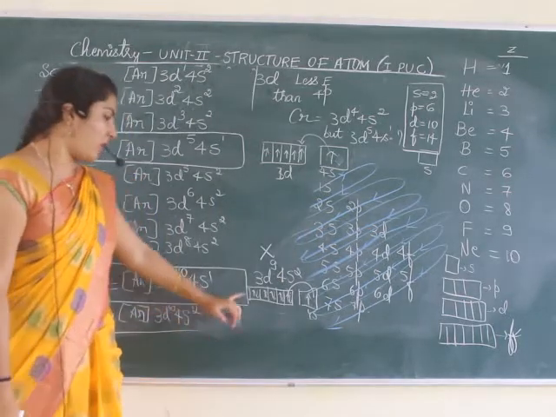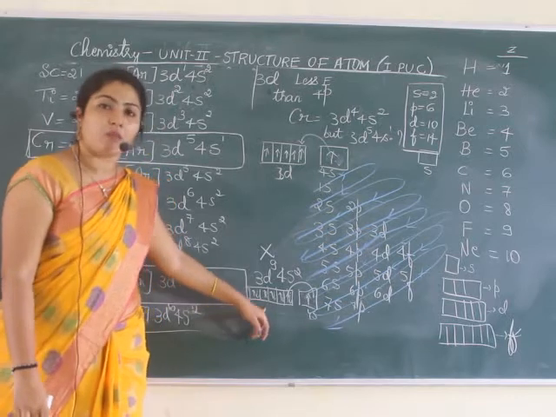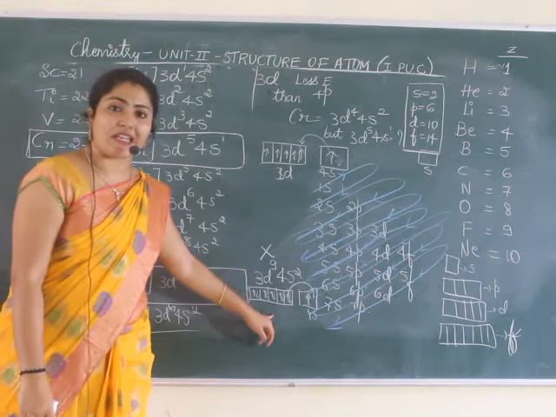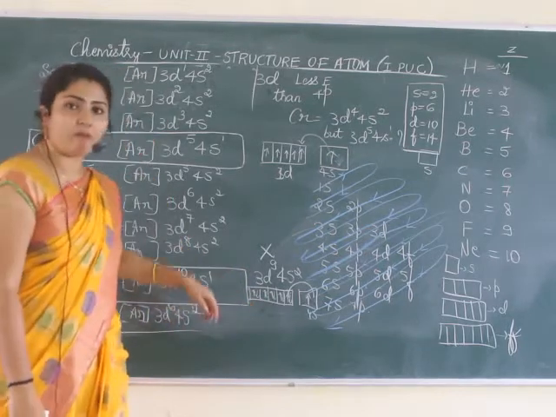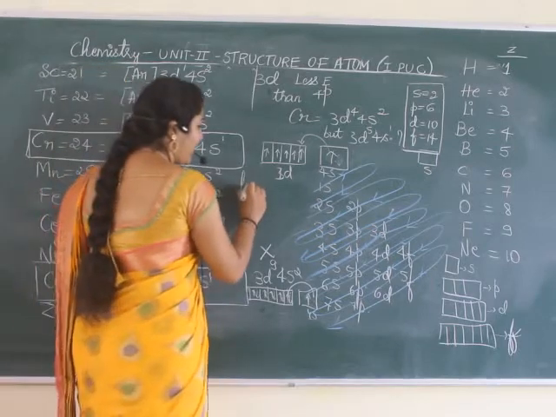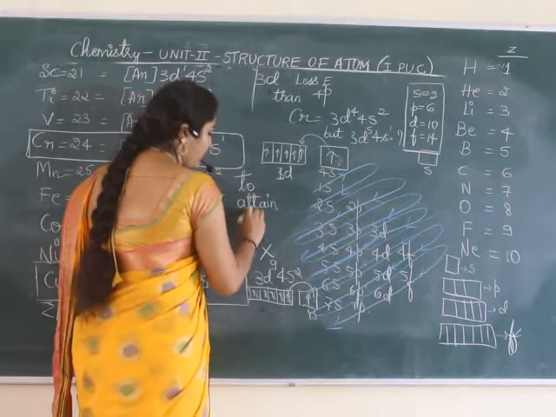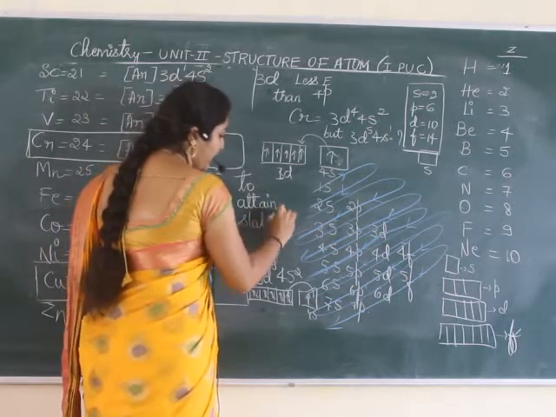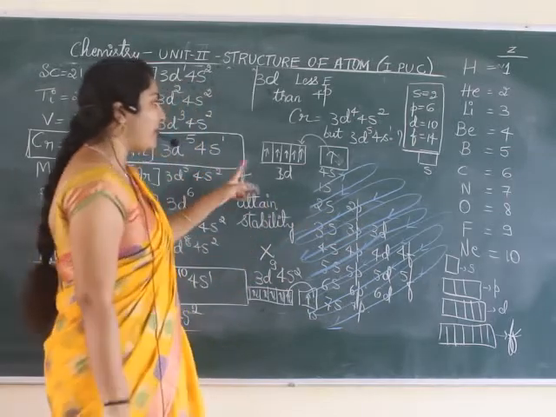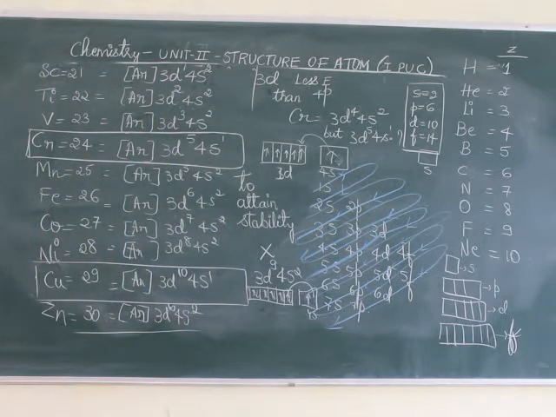Why? Again, because completely filled orbitals means it will acquire more stability. To be more stable, it has changed its electronic configuration as 3d10 4s1. You have to say to attain stability. What will be the reason you will be mentioning? To attain stability, the electronic configuration, or you have to say that completely filled orbitals or half filled orbitals are highly stable.